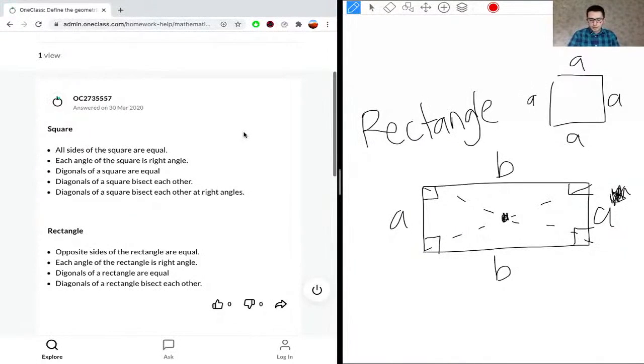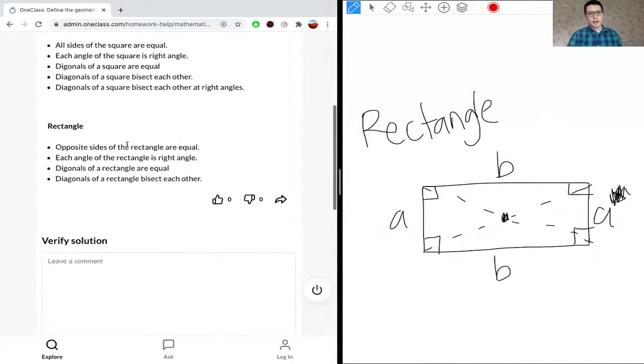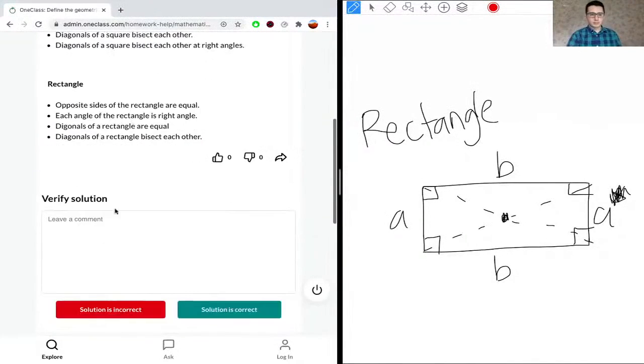So this side and this side are equivalent, and this side are equivalent. But it doesn't go the opposite way around. So we can't say a rectangle is a square, but we can say a square is a rectangle as well. So it satisfies the properties of a rectangle. So here the description of what a square and a rectangle is is correct, and they identify similar properties. Solution. Great job.